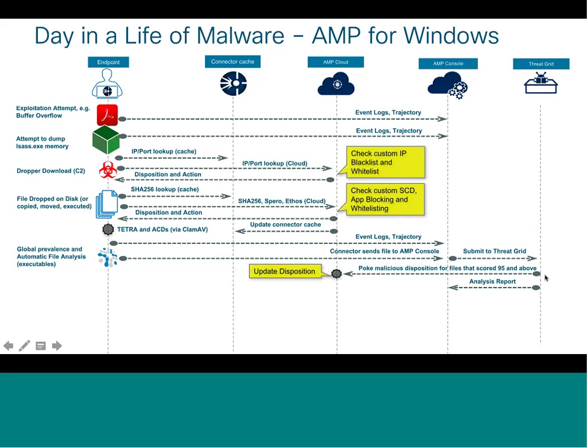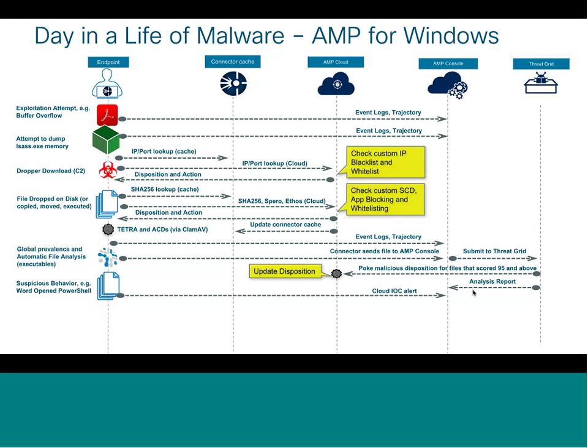Obviously ThreatGrid executes the file in the sandbox environment, returns back a threat score, and the AMP cloud based on that can update the disposition. So if the threat score is 95 or above, the disposition will change to malicious. If it's less than 95, the disposition would oftentimes stay unknown, unless there is some manual process being done on a particular file to move it towards the malicious disposition. The AMP console administrator can also see the analysis report of that file.